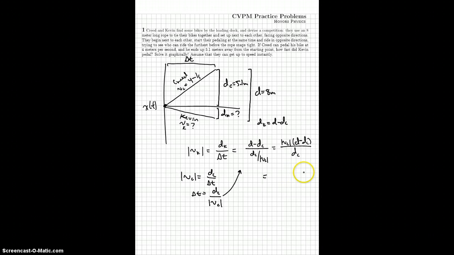Alright, so I plug all those numbers in that I know, and I get 2.27 meters per second, and notice that is a speed, not a velocity. His velocity here, given our choice, was negative 2.27 meters per second. Alright.